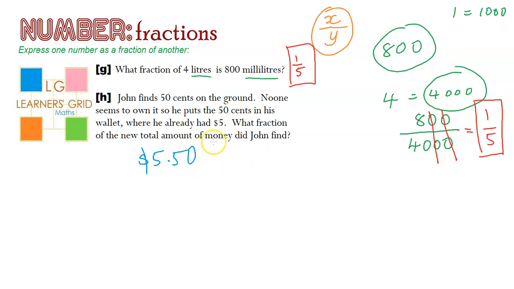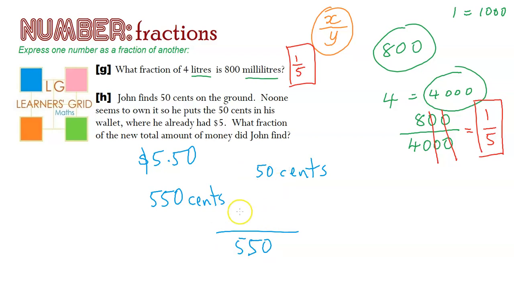So again, we've got a difference of units really. We've got 50 cents and we've got dollars. So let's change the dollars into cents. And I do that by multiplying by 100. So the money becomes 550 cents. What fraction of the new total amount? So this is the new total amount. So out of the new total is 550 as the denominator, and we have 50 cents. So 50 out of, or of 550.